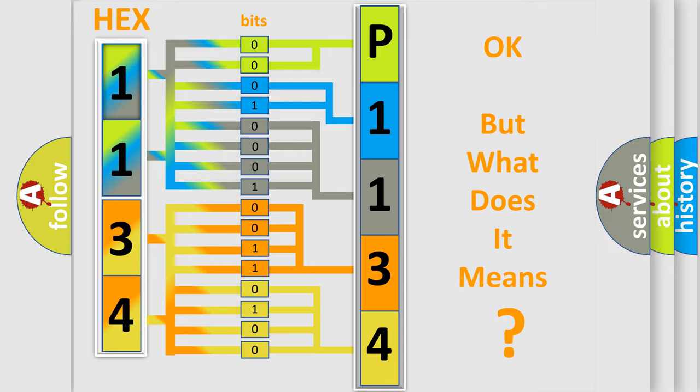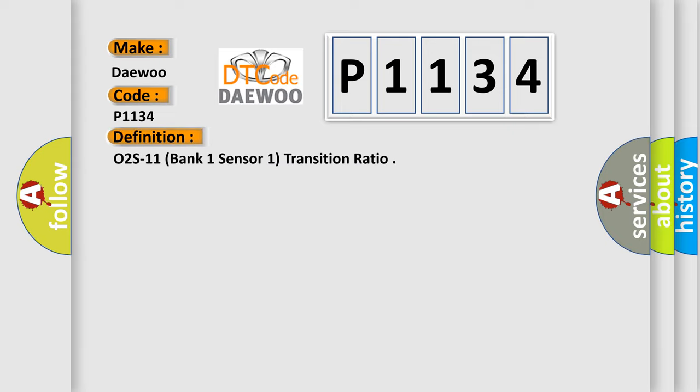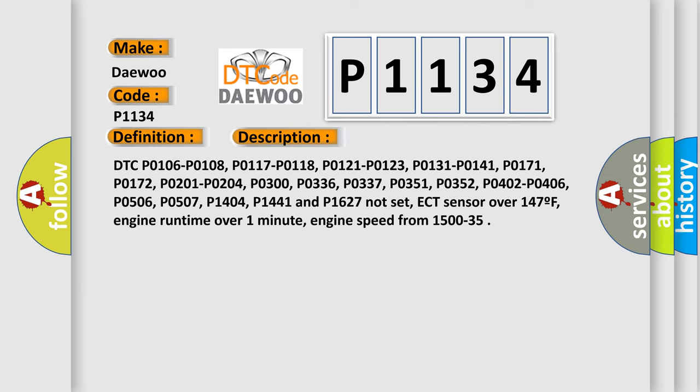The number itself does not make sense to us if we cannot assign information to what it actually expresses. So, what does the Diagnostic Trouble Code P1134 specifically mean for Daewoo vehicles? The basic definition is O2S11, Bank 1 Sensor 1, Transition Ratio. And now this is a short description of this DTC code.